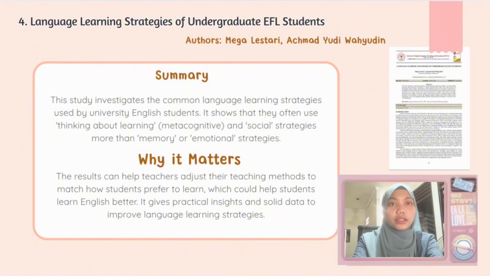Okay, the fourth article is titled Language Learning Strategies of Undergraduate EFL Students. The writers are Mega Lestari and Ahmad Yudi Wahyudin. This study investigates the common language learning strategies used by university English students. It specifically looks at which types of strategies, like metacognitive, social, compensation, and emotional strategies, are used most and least often.